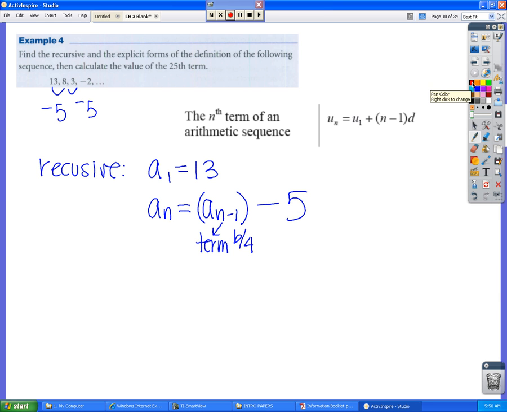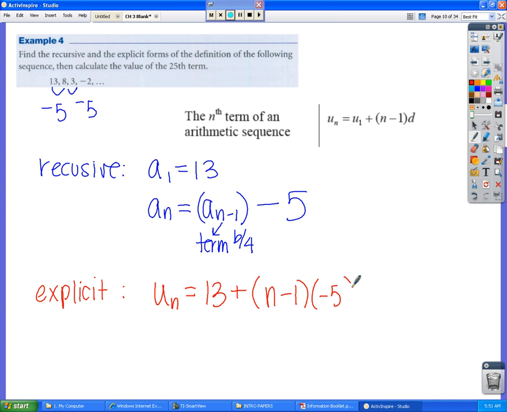To find my explicit, I would find my a sub, well, oh, I guess I shouldn't use a, I should have been using u. So u sub n is equal to the very first term plus the n minus 1 terms times the common difference, which is negative 5. So that is the actual explicit formula. They may ask you to simplify that. I'm going to leave it like this in case you need to also.